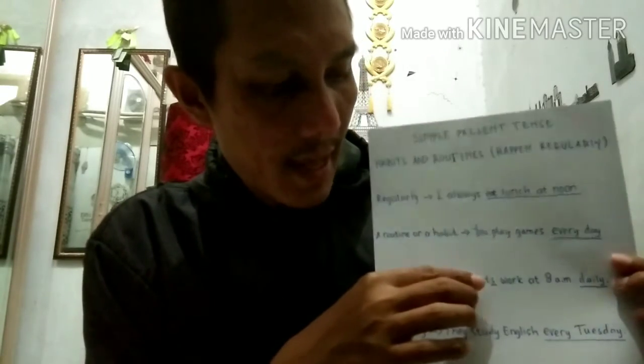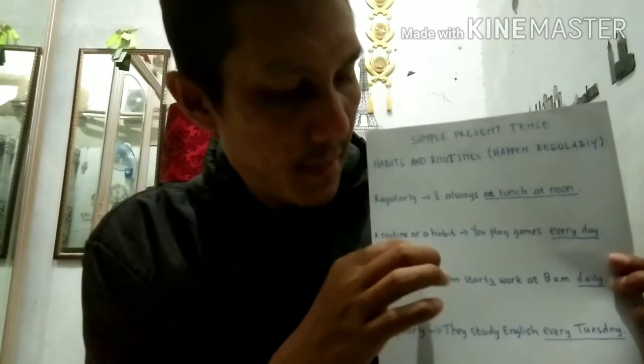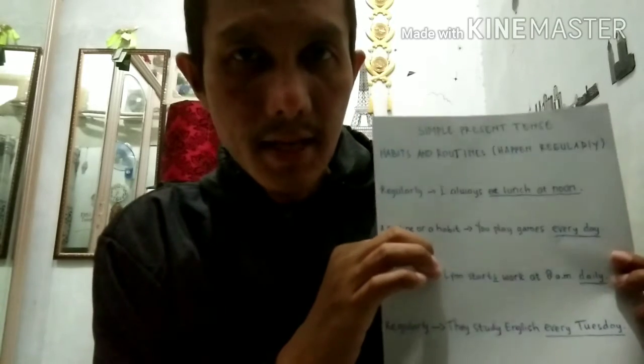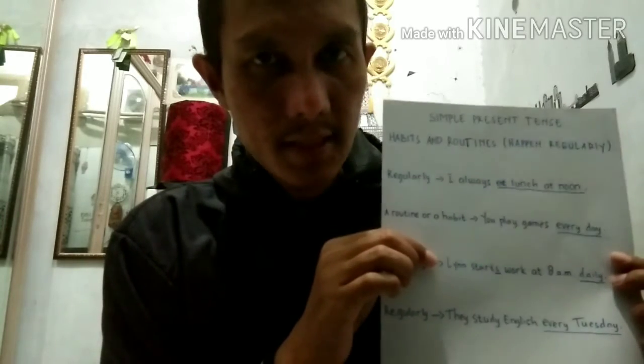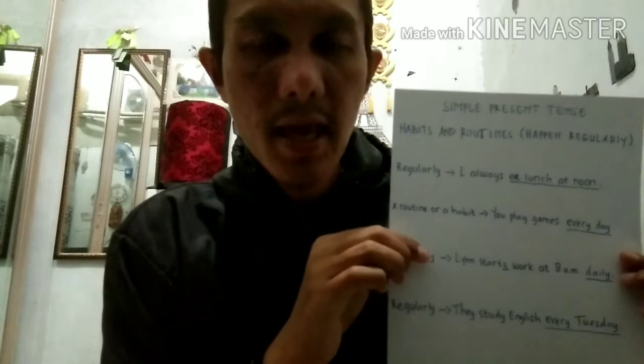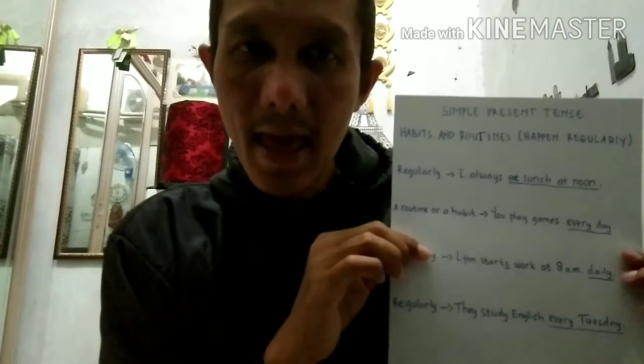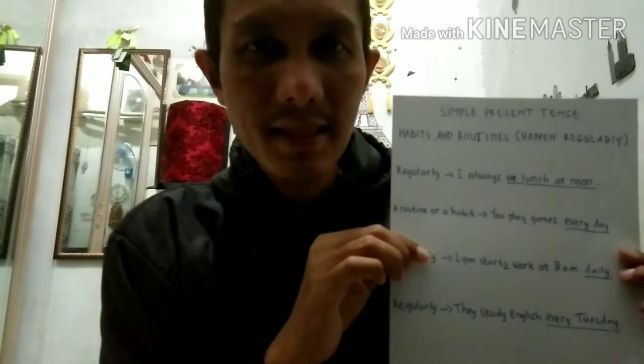Why do I use s at the end of this verb? Because the subject is Lynn. Lynn is the subject she. And don't forget, in the simple present, if the subject is she, he, or it, you must add s or es at the end of the verb.